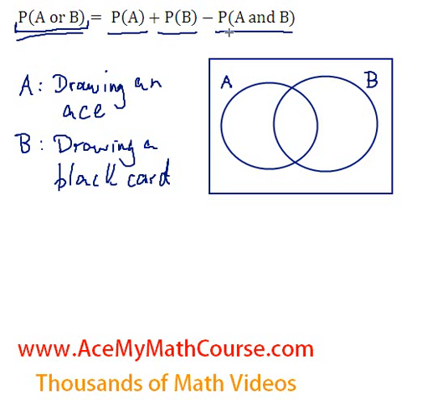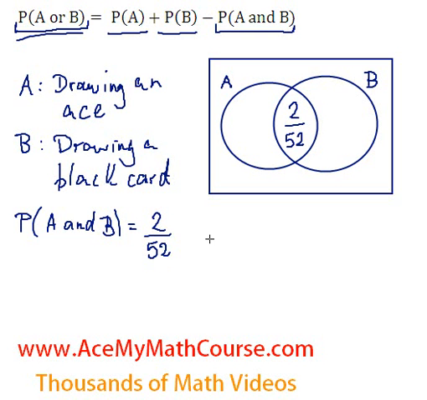I'm going to get started with P(A and B). Let's say that they're asking, what is the probability of drawing an ace and a black card? That's going to be the overlap, right? And the overlap in this case will be the number of aces that are also black cards. That will represent this area here. And there are two aces that are black, the ace of clubs and the ace of spades. So that is the probability that we're going to have right here: 2 out of 52, right in the middle.